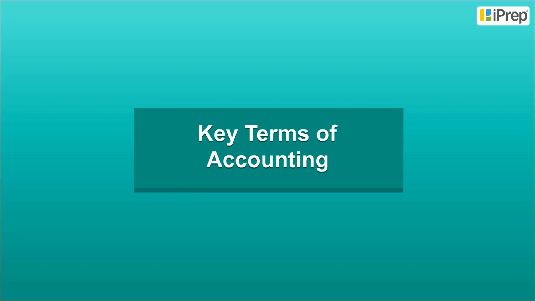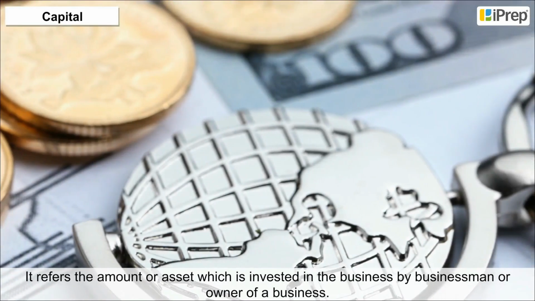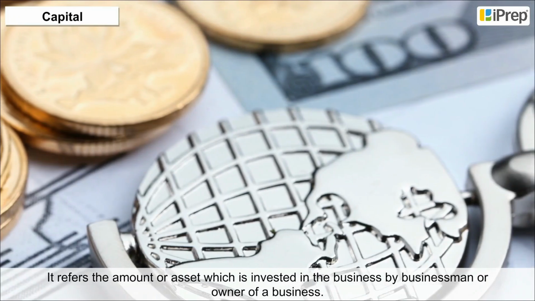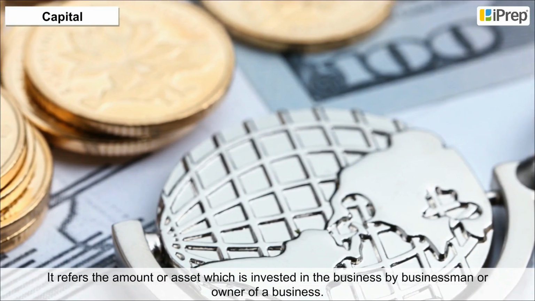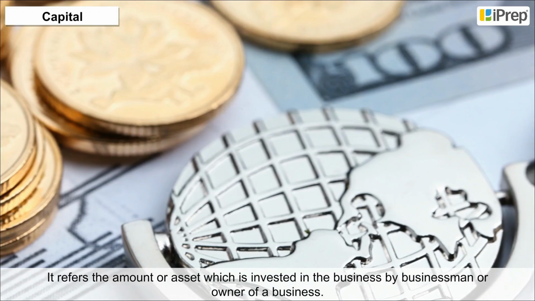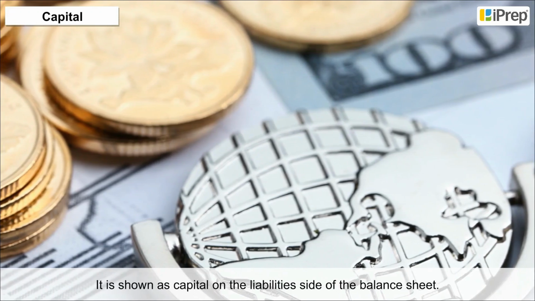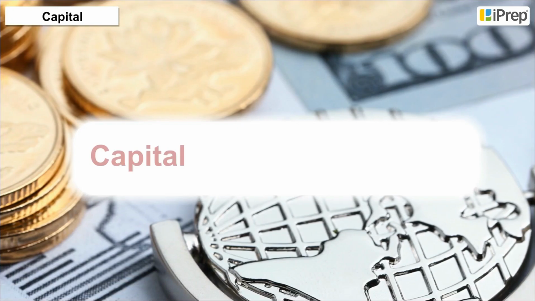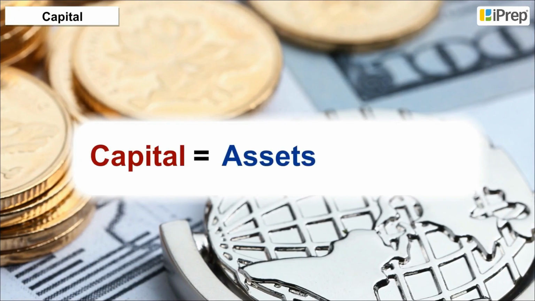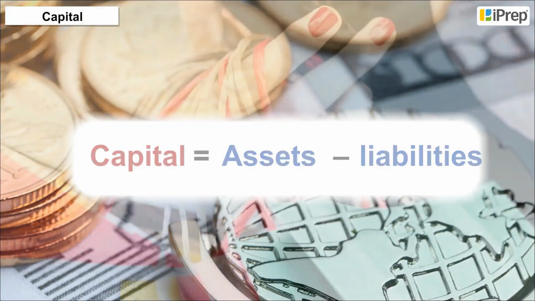Key terms of accounting. Capital. It refers to the amount or asset which is invested in the business by the businessman or owner of a business. It is shown as capital on the liabilities side of the balance sheet. Capital is equal to assets minus liability.